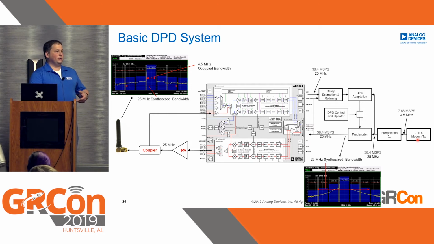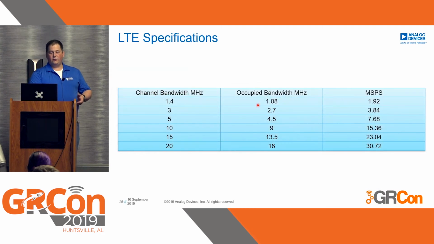So depending upon what you're talking about and what you're trying to accomplish, your data rates and bandwidth numbers can be much, much different. And here are just the numbers for the LTE. LTE 10 has an occupied bandwidth of 9 megahertz, but a sample rate of 15.36 megasamples per second. And this is for oversampling, which we'll talk about in a second.